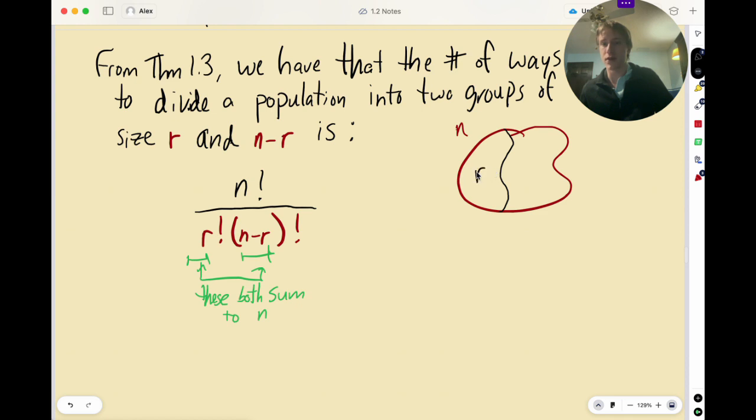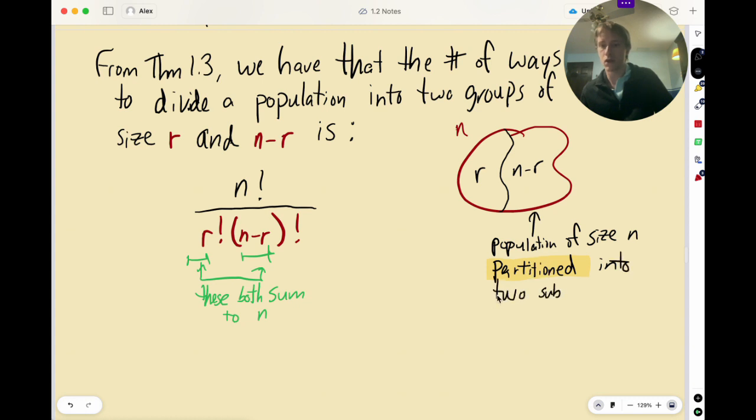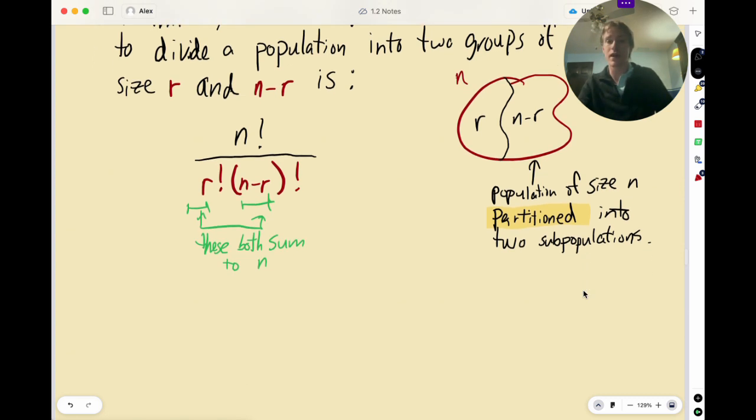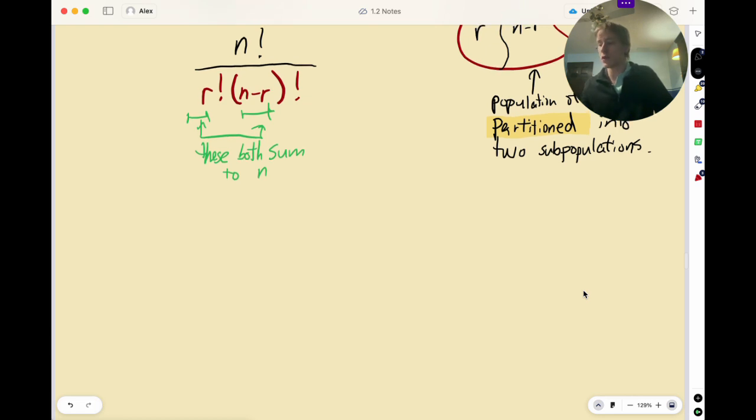Okay, so the idea is that this might be R and this might be N minus R. And what we have here is a population of size N that is partitioned. The reason I use that word is because mathematically it means kind of the same thing as I described it, partitioned into two, you can call them groups, call them subpopulations. And remember, a partition, again, just means that the two subpopulations add up to the total population, and there's no overlap between the subpopulations. I'm not going to write that down because it's not the most important thing, you know what a partition is right now, but I just want you to get the general idea.